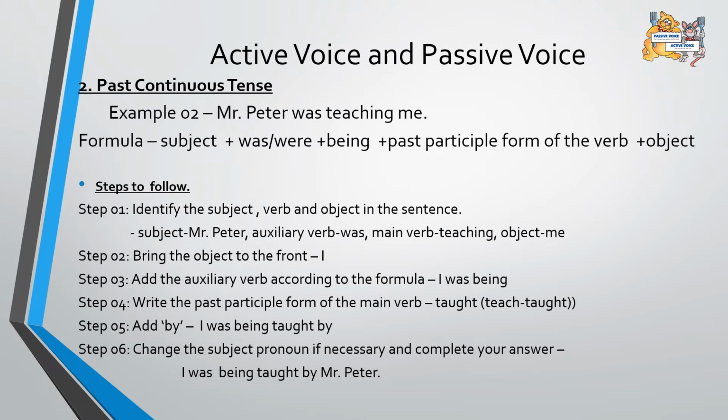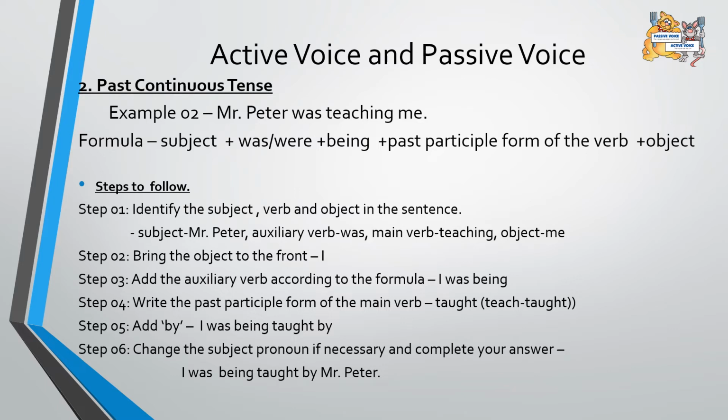Now let's talk about the sentences in past continuous tense. The example is Mr. Peter was teaching me. This sentence is in past continuous tense. The passive voice formula of past continuous tense is subject plus was/were plus being plus the past participle form of the main verb plus the object. Now let's follow the easy steps.